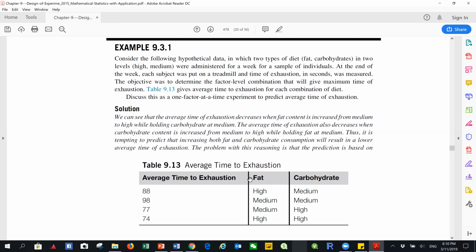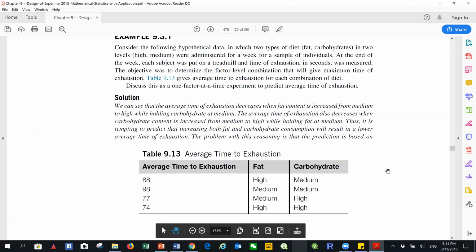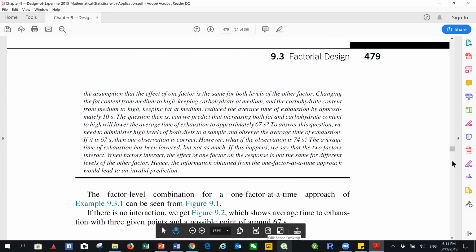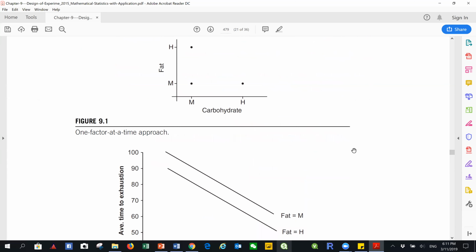So you have two factors, each has two levels, and we have the different combinations: high-medium, medium-medium, medium-high, high-high. So like two coins, head or tail. Two different coins, and each has head and tail. So you have four combinations, and for each of the four combinations, you have the outcomes.